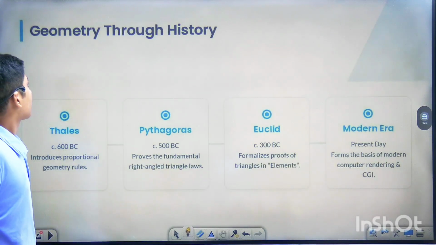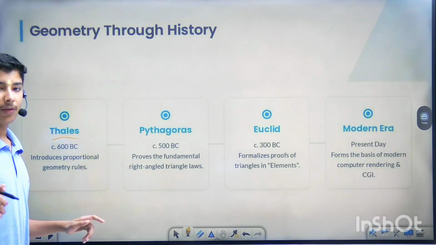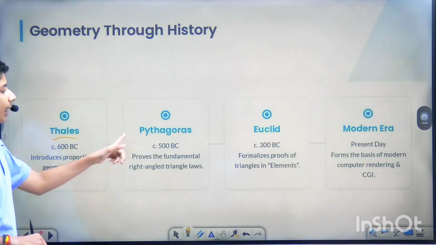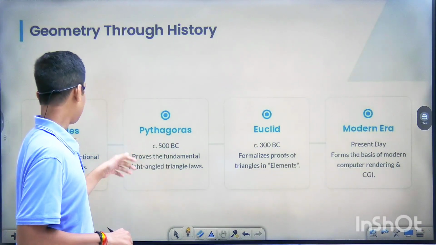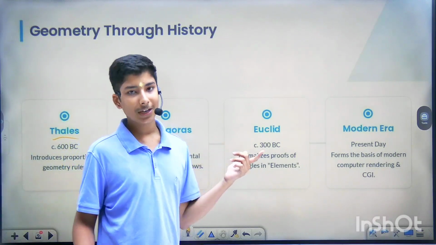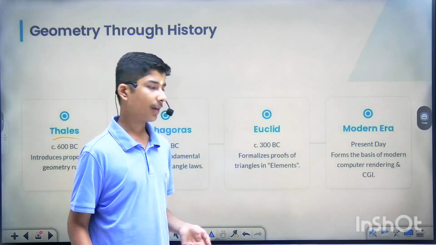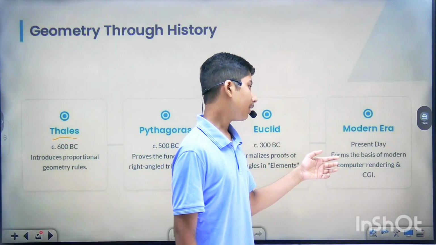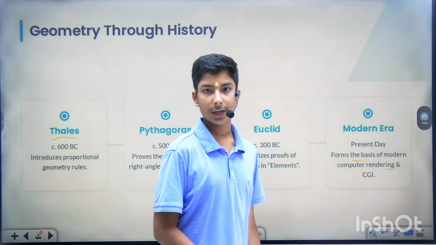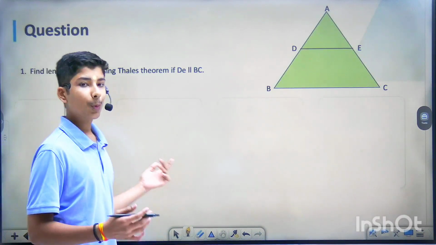Now, geometry through history. First was Thales, who gave us the BPT theorem, or you can say Thales theorem. Next is Pythagoras, who came and gave us the Pythagoras theorem. Now Euclid, you have read about Euclid in our class 9th. He gave many postulates and axioms. Now the modern era, the present day, forms the basis of modern computer rendering and CGI. Okay, now at last what we always do, questions.